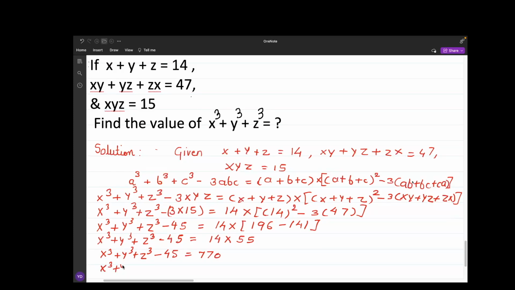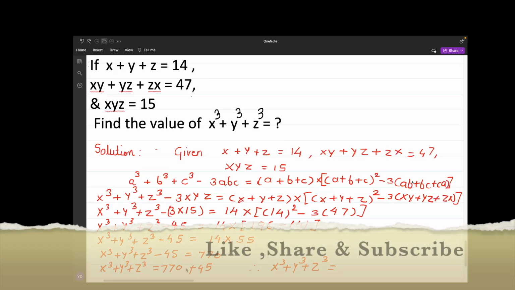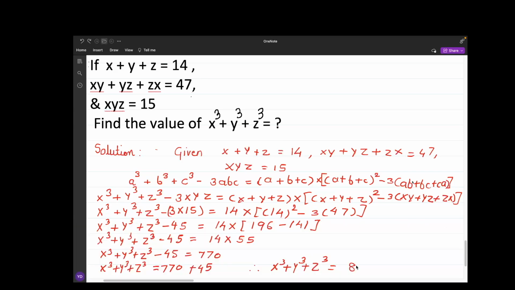x cube plus y cube plus z cube. Now minus 45 will shift to right hand side. It becomes plus 45 as side change, sign change. So plus 45. Therefore x cube plus y cube plus z cube equal to 770 plus 45 is 815.